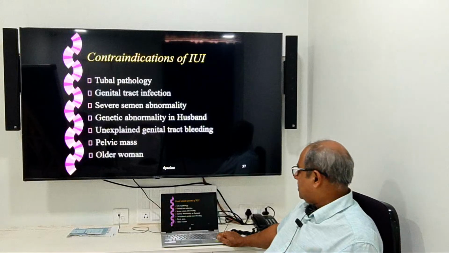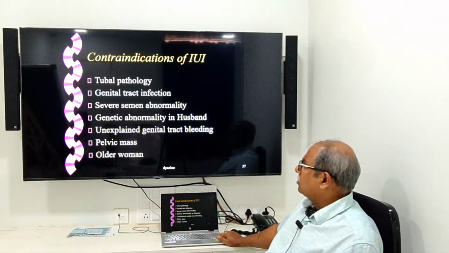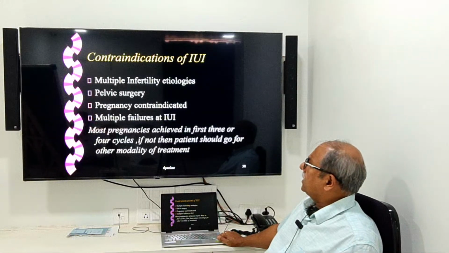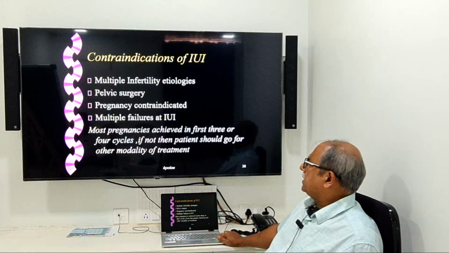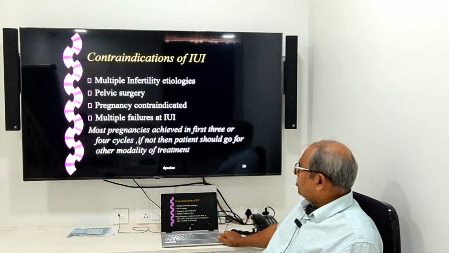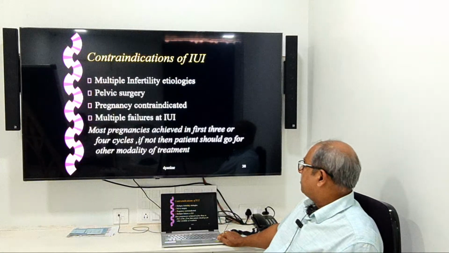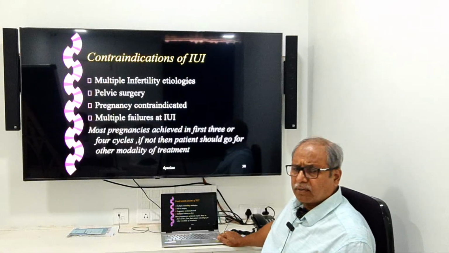Pelvic mass and older women. Older women means that if AMH is too low, better not to do IUI. Multiple infertility etiologies, pelvic surgery, pregnancy contraindicated, multiple failures of IUI. Most pregnancies are achieved in the first 3 or 4 cycles. If not, then patients should go for another modality of treatment. This is very, very important.